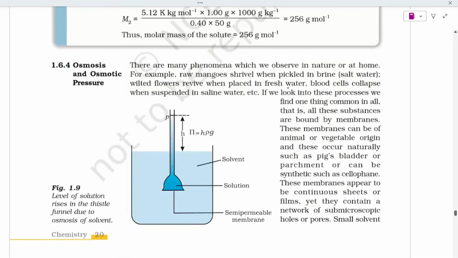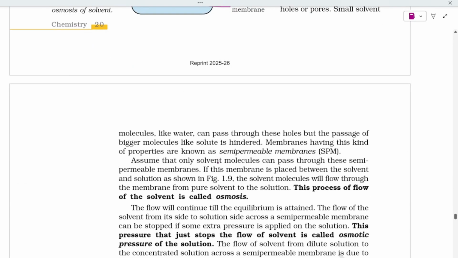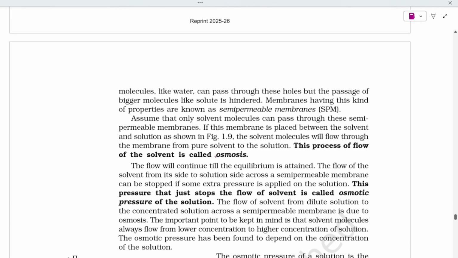Now, the next important concept is osmosis and osmotic pressure. Osmosis: here we have the solution, here we have the P, and here we have the H, that is, this is the solvent and this is the semi-permeable membrane. Now let's look at the definition of osmosis.